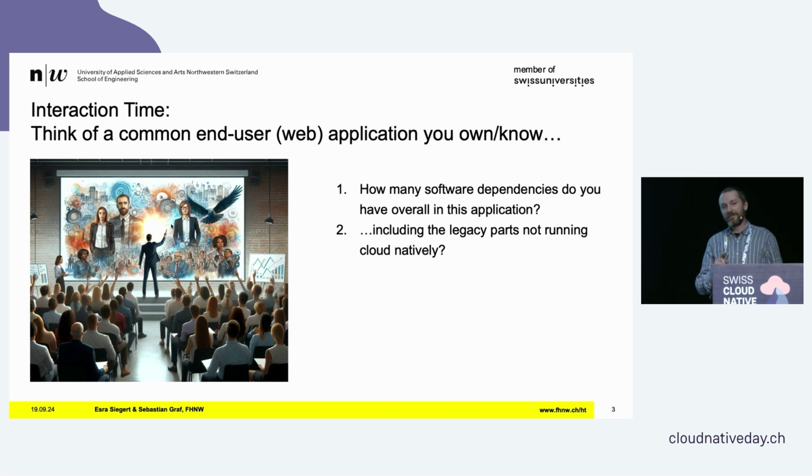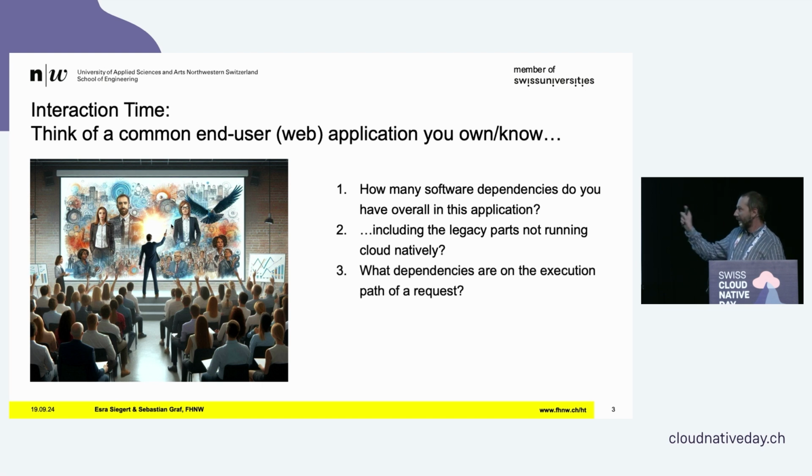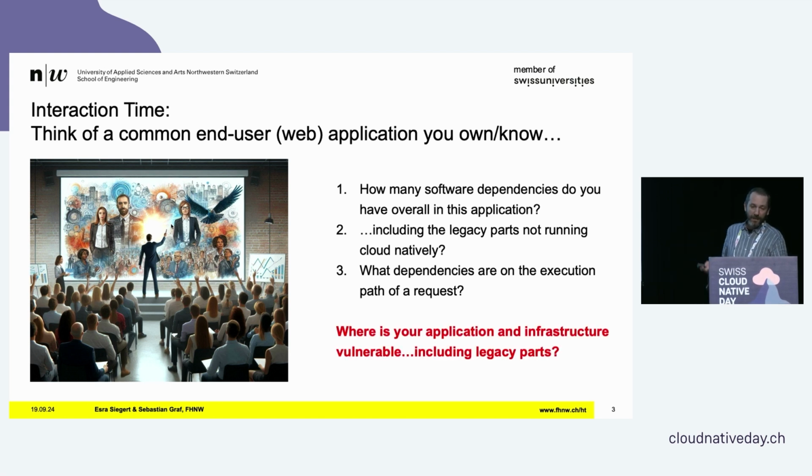including the legacy parts, because we all have some legacy parts in our software architecture, in our infrastructure, which are not running cloud natively. I know we are here in the cloud native days, and we all have our cloud workloads, but to be honest, we all have our legacy parts in the basement somewhere. So, if you have your rough number, just estimate it, what dependencies are on the execution path of a web request. So if you have your architecture and you're getting a request to your architecture, including your legacy parts, how many dependencies are on the execution path?